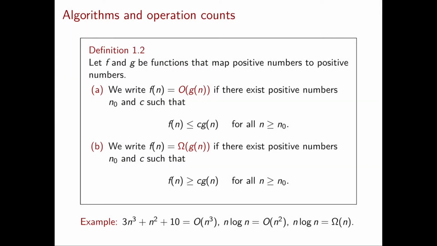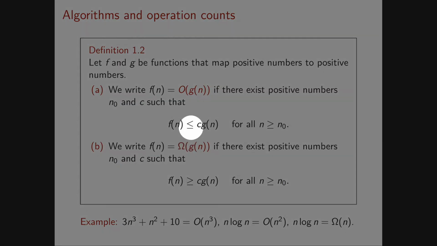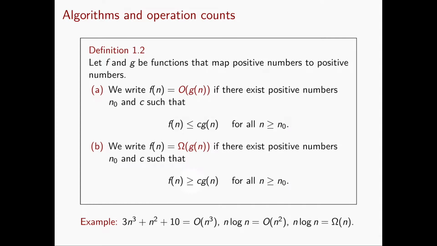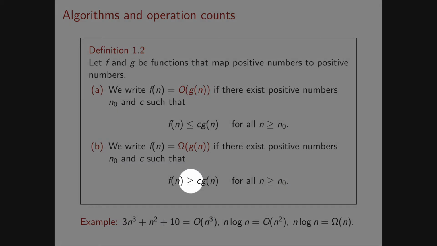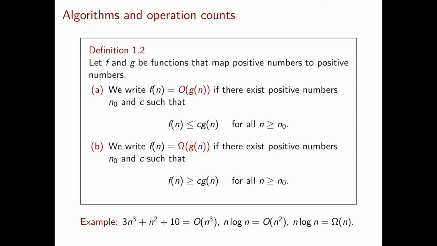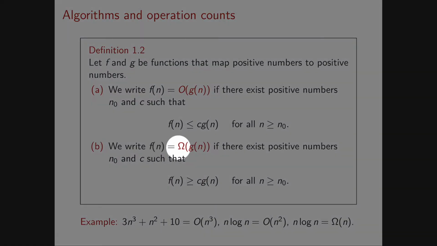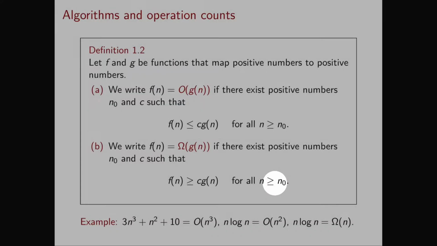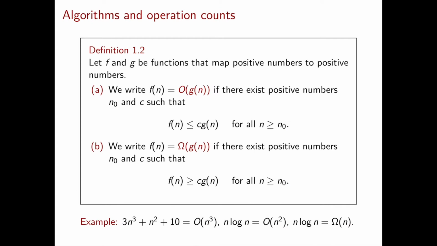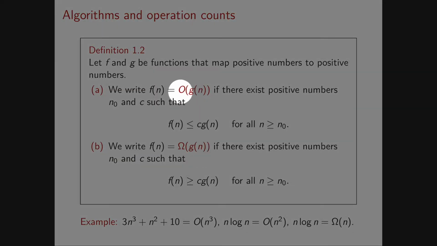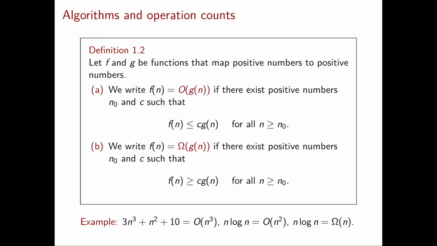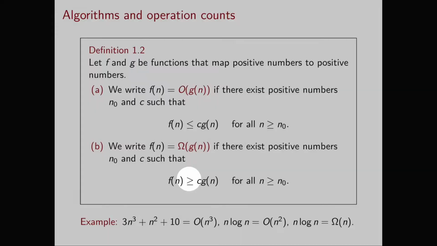Next, we have the definition of big omega, and it's essentially the same thing. The only difference is that while big O is used to obtain upper bounds, big omega is used to obtain lower bounds. So we write f of n equal to big omega of g of n if there exist positive numbers n0 and c such that f of n is greater than or equal to c times g of n for all n greater than or equal to n0. So the only difference is that instead of big O we have big omega, and instead of less than or equal to we have greater than or equal to.